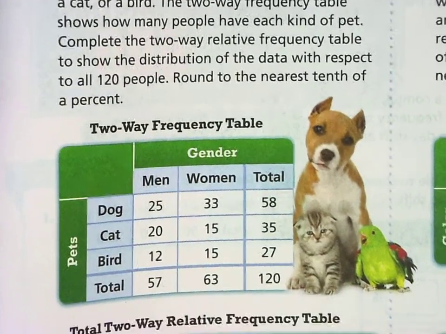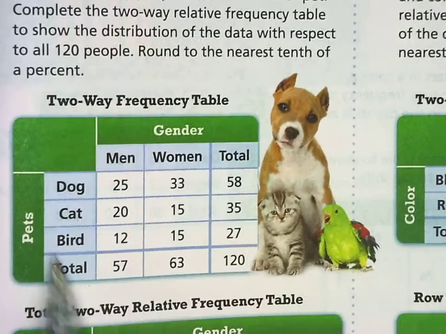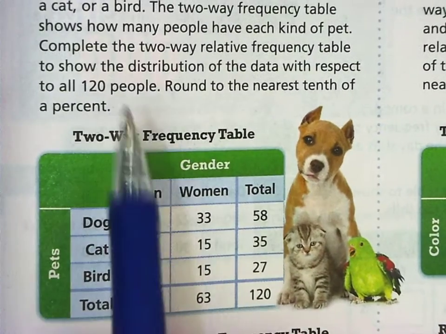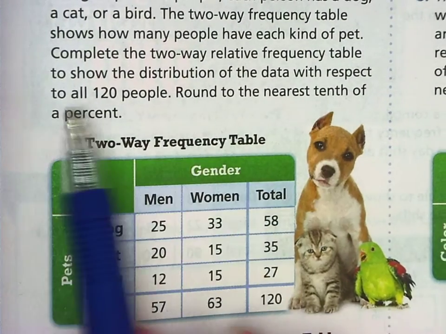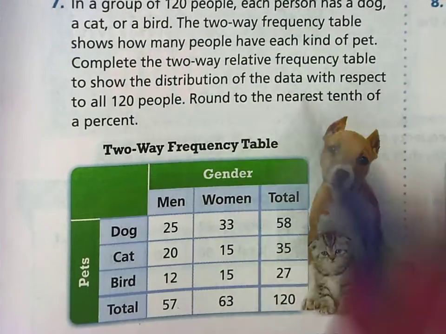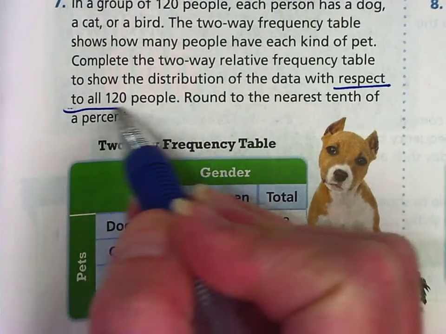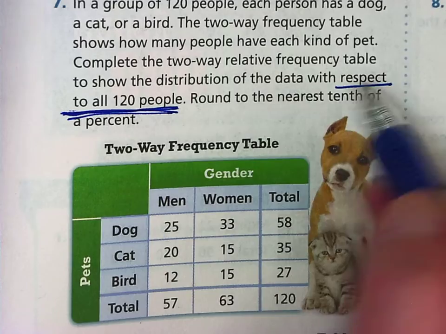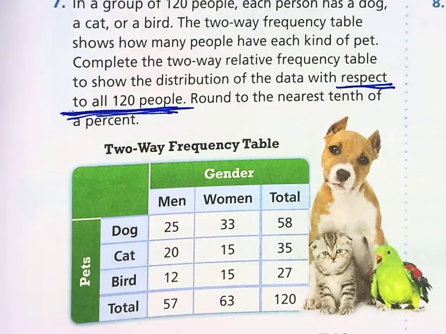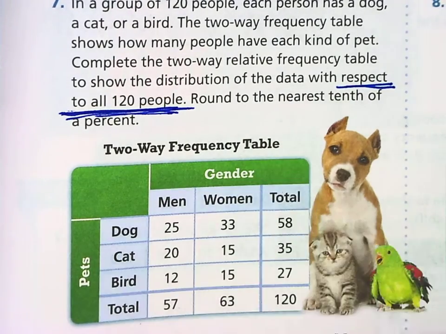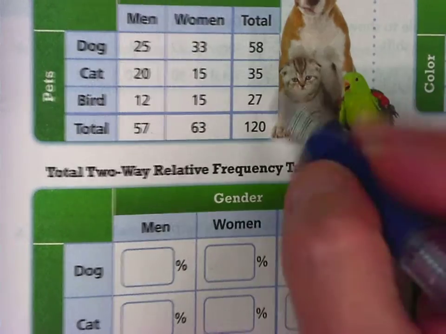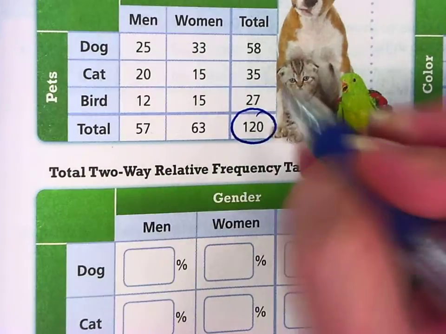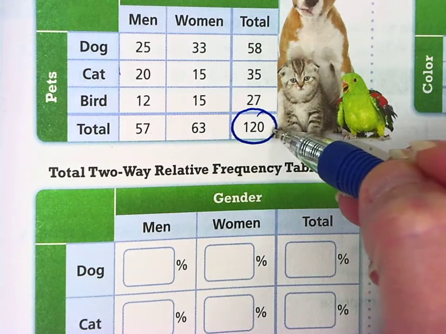Okay, so let's take a look at this one. So we have a two-way frequency table here. These are not percentages. And it says complete the two-way relative frequency table to show the distribution of the data with respect to all 120 people. Okay, so it's telling you to use the total 120 people as your total. And then it says round to the nearest 10th. So now what you're doing here is you're going to divide every one of these numbers by 120.